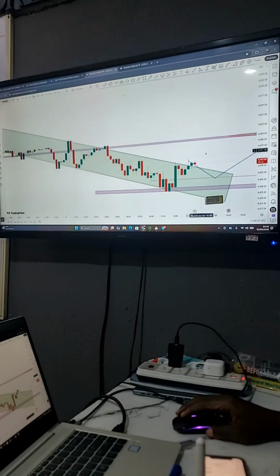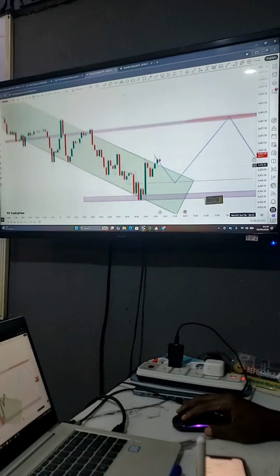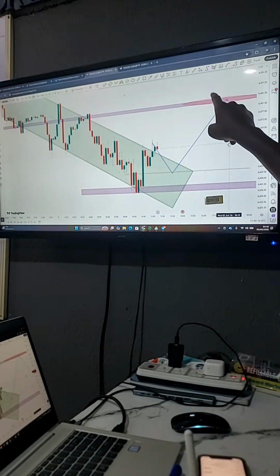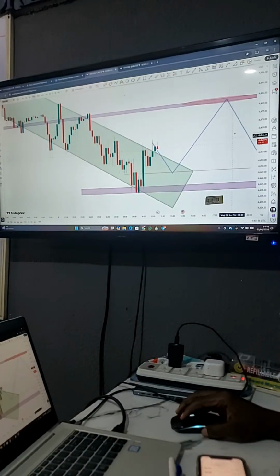So going back to the 15 minutes time frame, like I said, I'm currently anticipating this market to sell down to this area so that I can take a buy trade from there. So let's watch and see what happens.